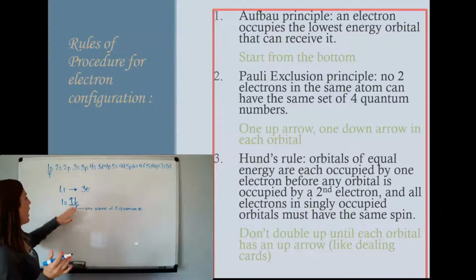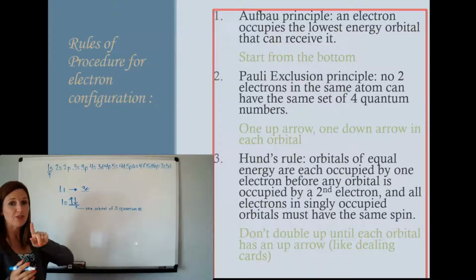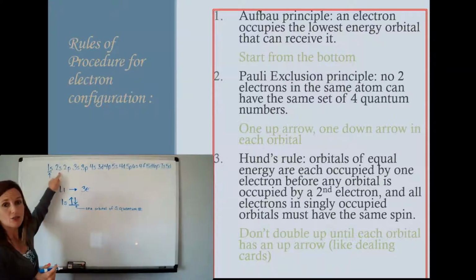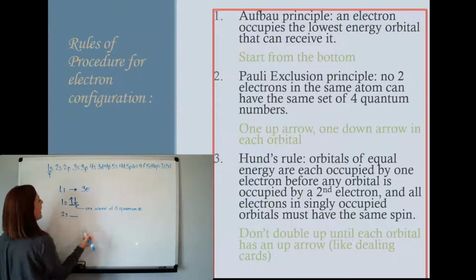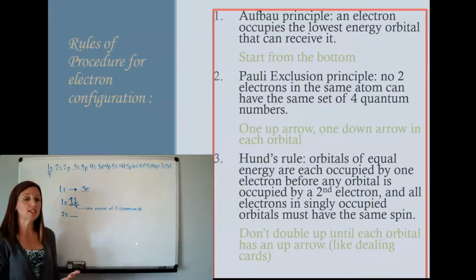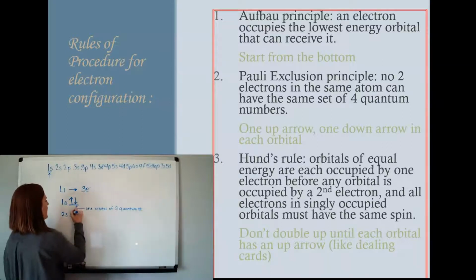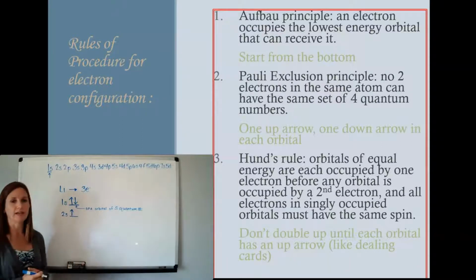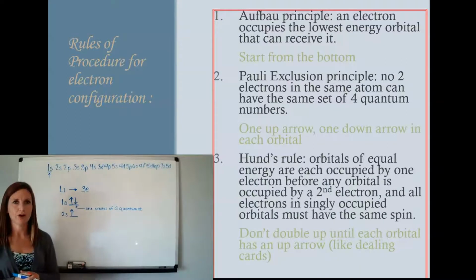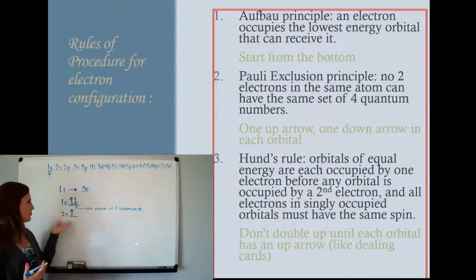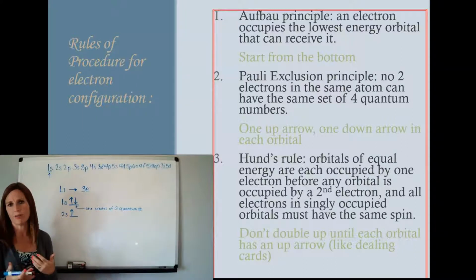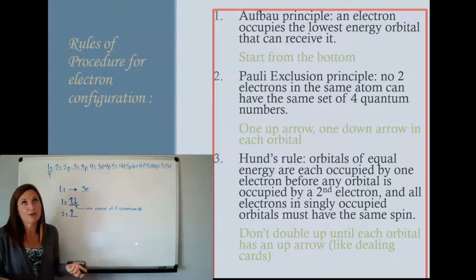Okay, now I've put 2 electrons in here, but I need 3. So I'm going to go to my next orbital, which is 2s: 1s, 2s. And I only have 1 electron to put in there, so I'm just going to go ahead and put my 1 arrow in here. Now you might be wondering, could I have drawn my arrow pointing down? Well, sure you could, but by convention, we draw the arrow pointing up. The first arrow points up, the second arrow points down. That's just how you see it in the books.